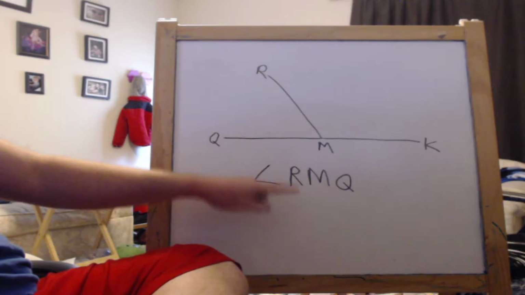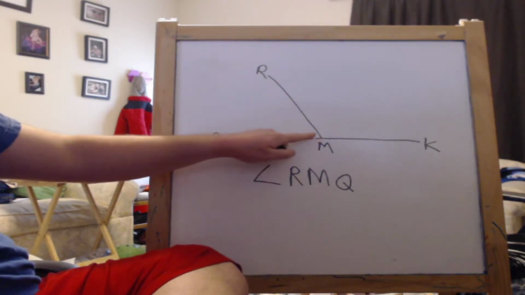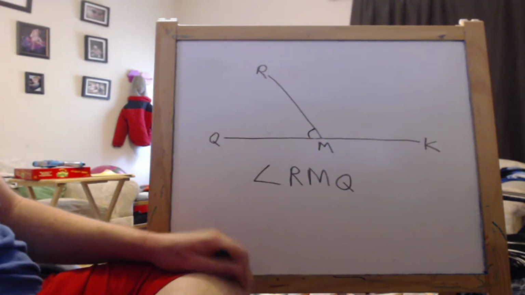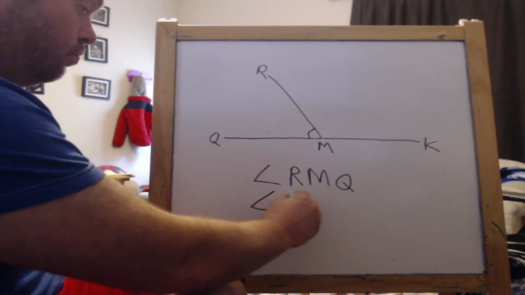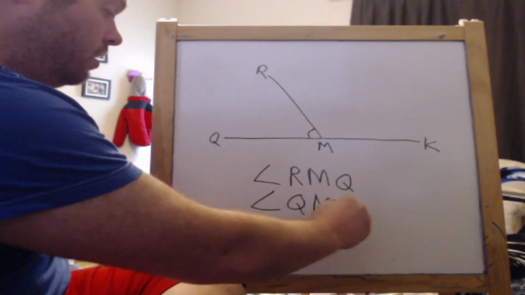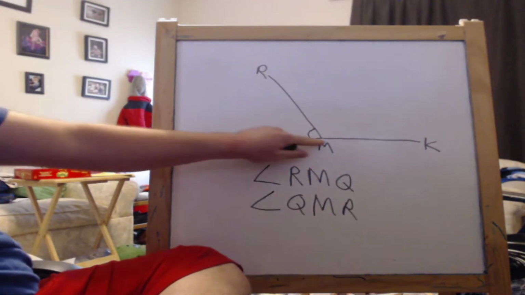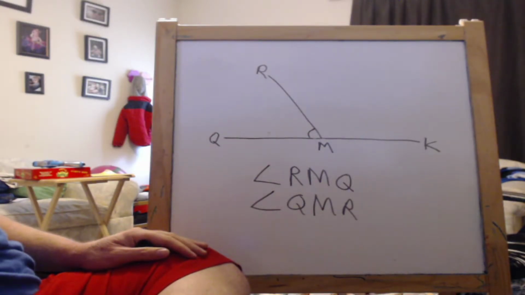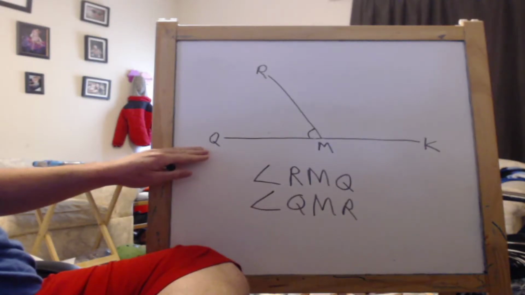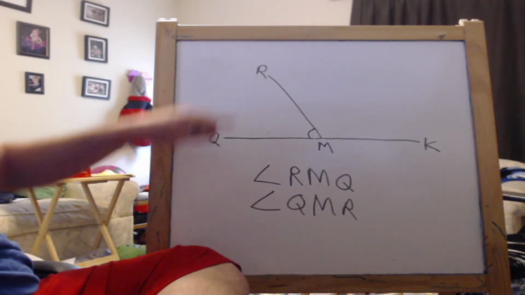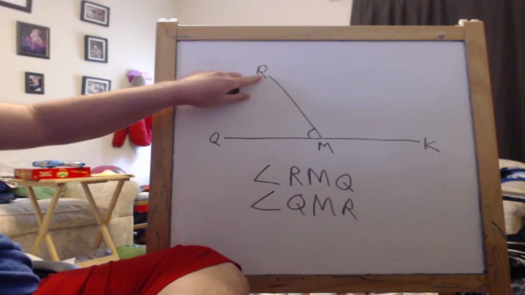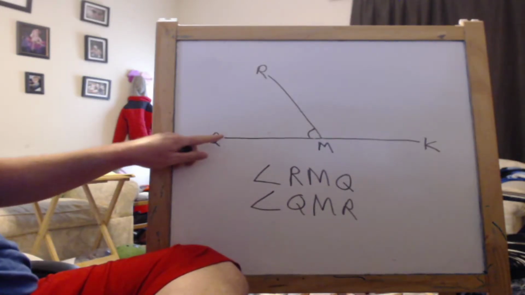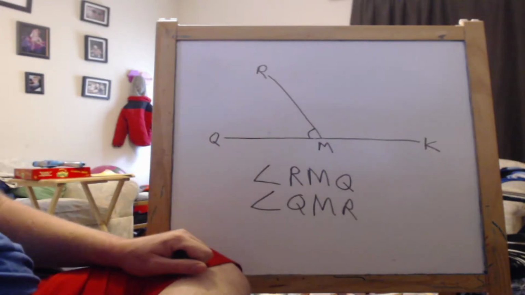So RMQ would be this angle right here. Now, if I were to write QMR, same exact angle, right? QMR, RMQ. So one easy way to figure out what angle they're talking about is to just start at R, then hop to M, then go to Q. Or start at Q, hop to M, go to R.